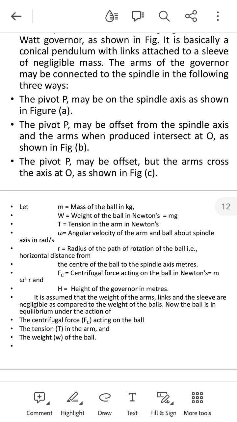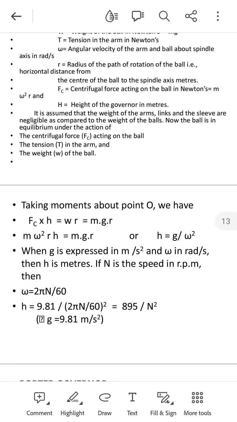Fc is the centrifugal force acting on the ball in newtons. Then h is the height of the governor in meters. It is assumed that the weight of the arms, links and sleeve are negligible as compared to the weight of the balls. Now the ball is in equilibrium under the action of the centrifugal force Fc acting on the ball, the tension T in the arm, and the weight W of the ball.